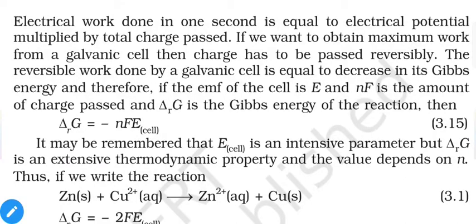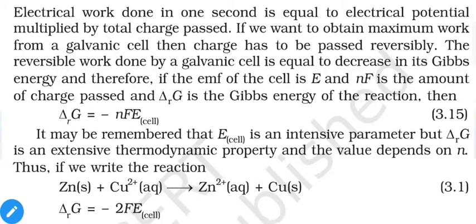So if delta G is positive, it represents a non-spontaneous reaction, and at the same time the value of E will be negative for a non-spontaneous reaction. If delta G is negative, then it represents a spontaneous reaction, and at the same time the value of E will be positive, which represents a spontaneous reaction. So in short, a positive value of E and a negative value of delta G represents a spontaneous reaction, and a positive value of delta G and a negative value of E represents a non-spontaneous reaction.